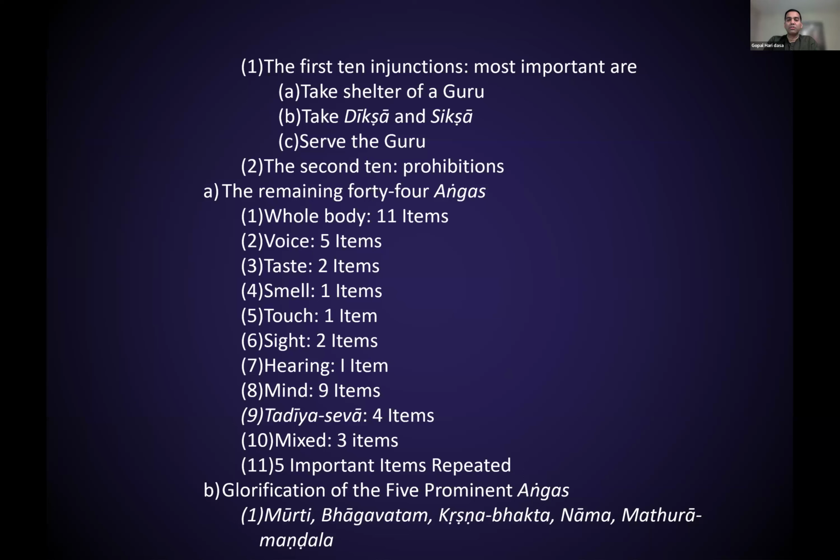The first 10 injunctions, most important, are: A, take shelter of a guru; B, take diksha and shiksha; C, serve the guru. The second 10 are prohibitions. So this is just 3 of the first 10, but the second are A, the prohibitions, and then the remaining 44 angas. So 20 are covered.